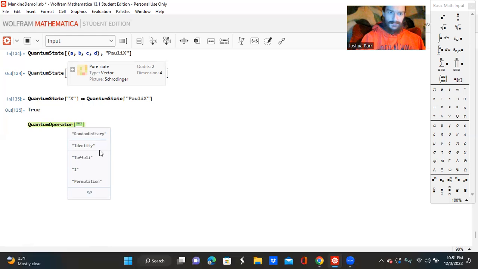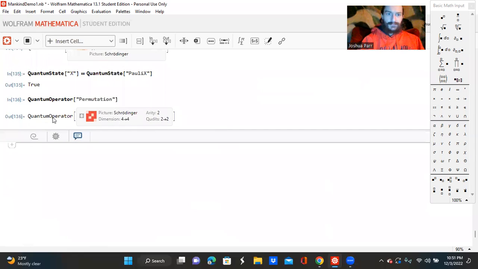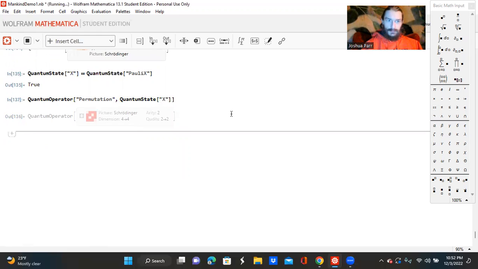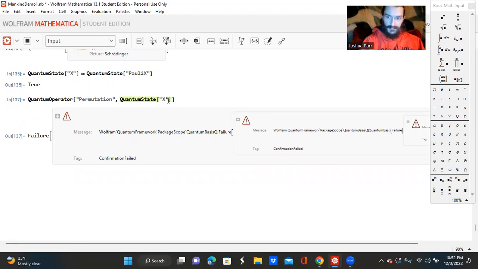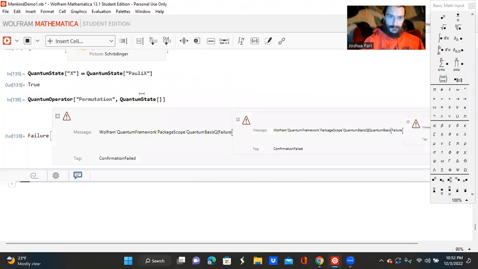Anyway, so I'm going to use, let's say, a permutation operator. Yeah. So now I have a permutation operator. And I want to do that operator on the quantum state X. It doesn't want to do this. No, let's just give it that. No, doesn't like that either.